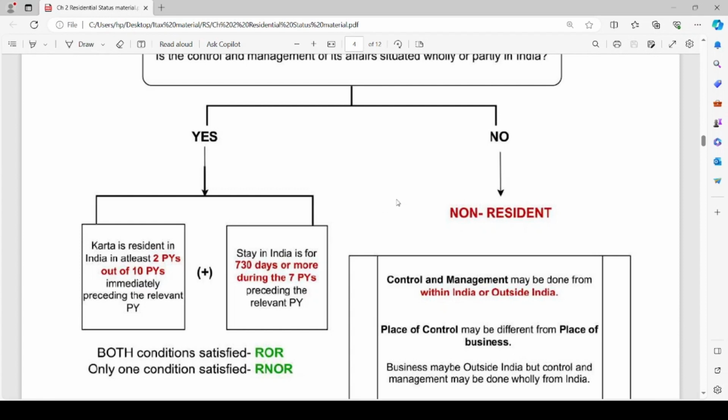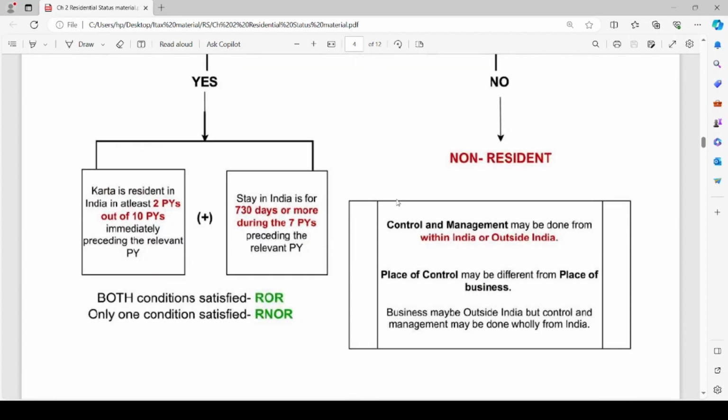There are a few points which you must remember while determining the residential status of an HUF. The control and management may be done from within India or outside India. The place of control may be different from the place of business, where the business is actually being transacted. And the business may be transacted outside India, but the control and management may be done wholly from India.